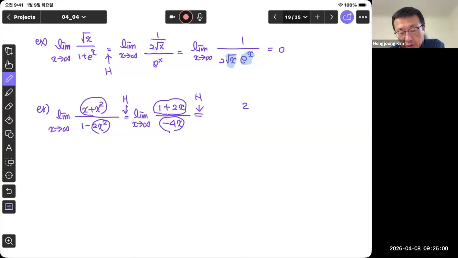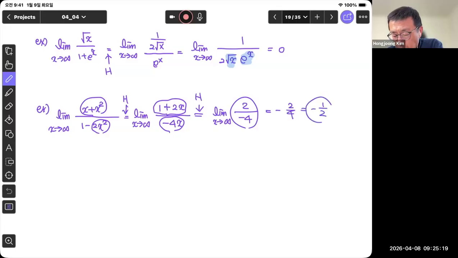When I differentiate the denominator, you get negative 4. So when I consider this a limit, this is a constant number, so the limit will be this constant, or in other words, minus 1/2. That will be the limit of the original problem.